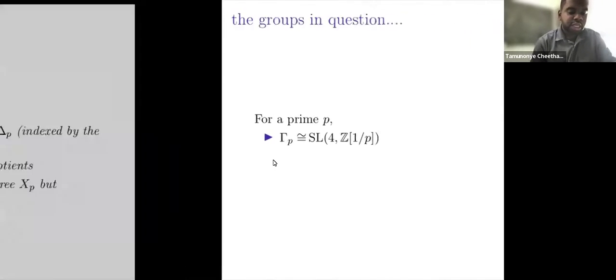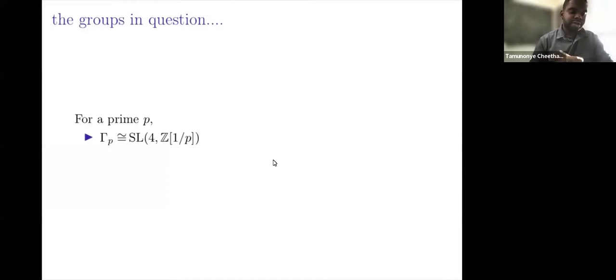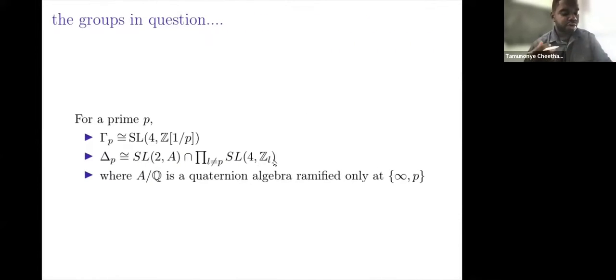Right? And so here are the groups in question. For a prime p, Gamma_p is going to be SL_4 with coefficients in Z[1/p]. And Delta_p is going to be SL_2 of a quaternion algebra intersected with the product of SL_4(Z_l), where Z_l is the l-adic integers. And A is a quaternion algebra over the rationals, and it's ramified. So what does this mean over here?